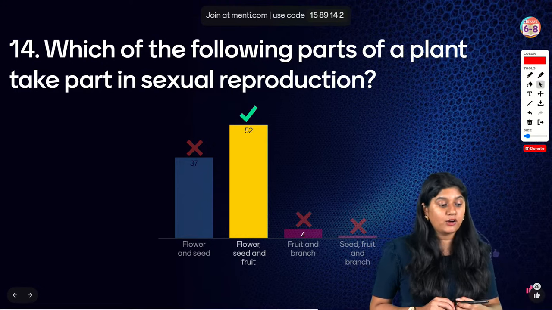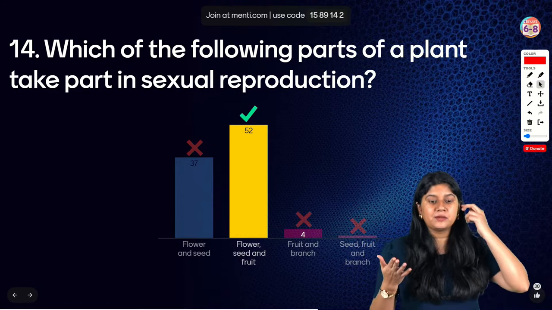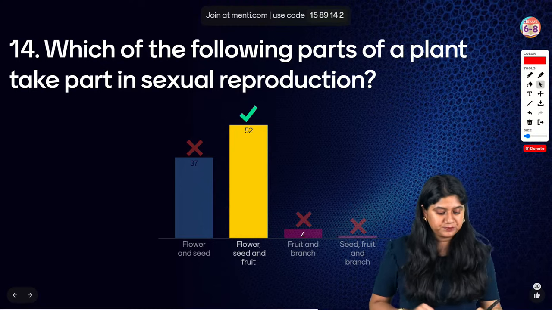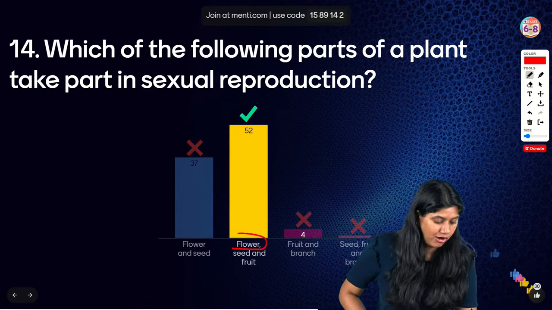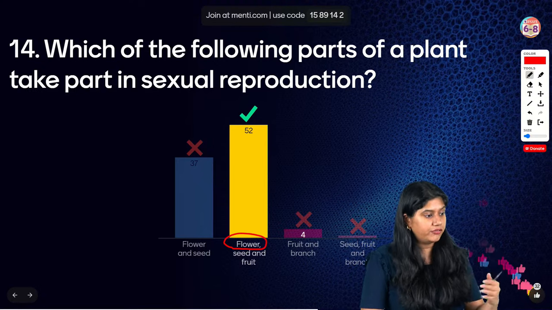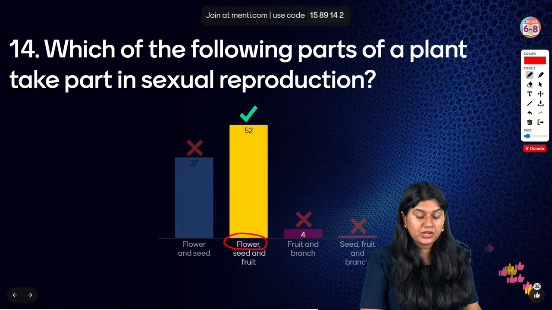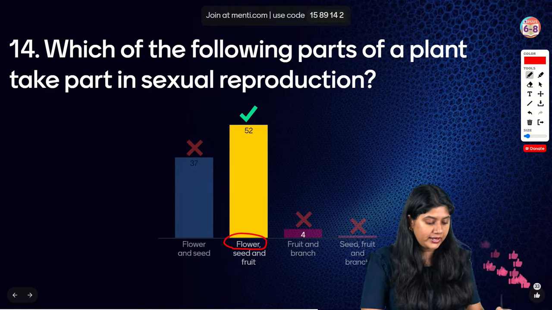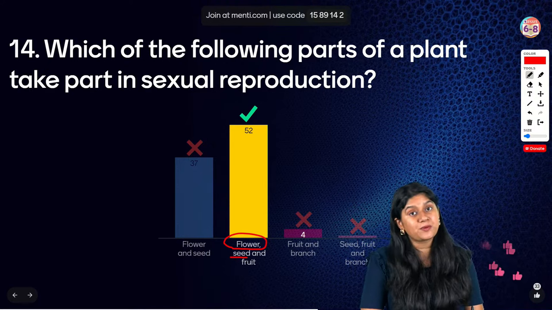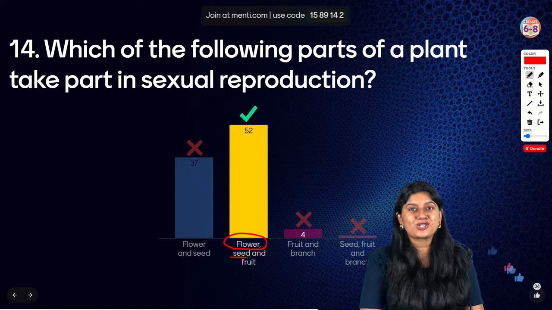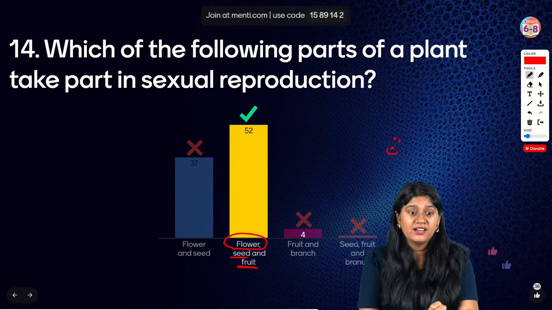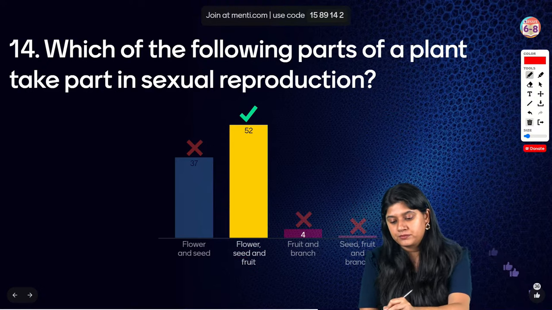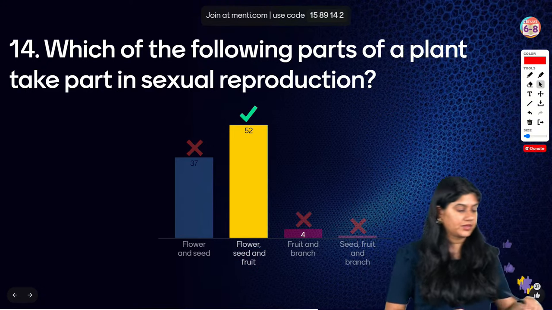The part of the plant that takes part in sexual reproduction is the flower. After fertilization, we'll see the formation of the zygote, which will move ahead. Then we'll see the formation of the seed and the fruit. Easy peasy. Thank you, Nancy. Thank you so much. Very good, everyone.